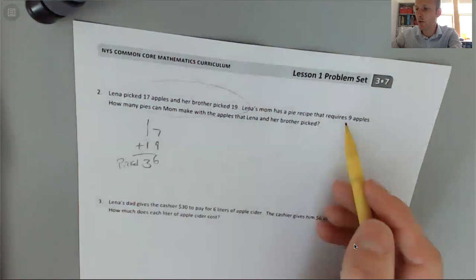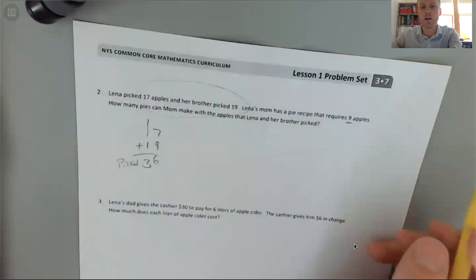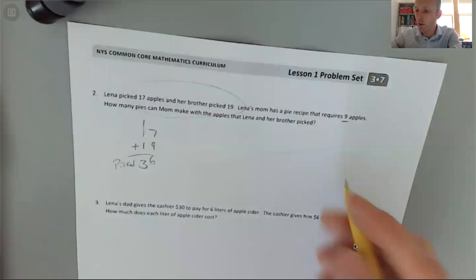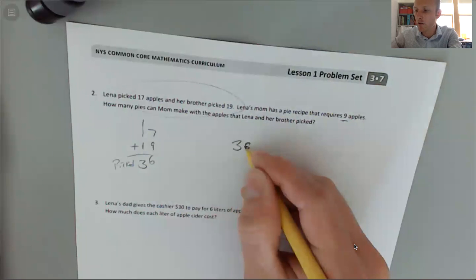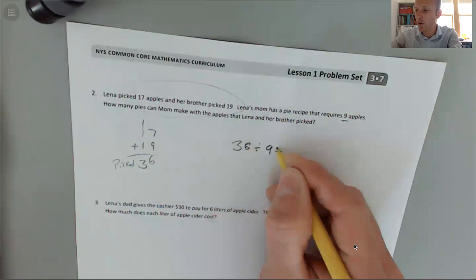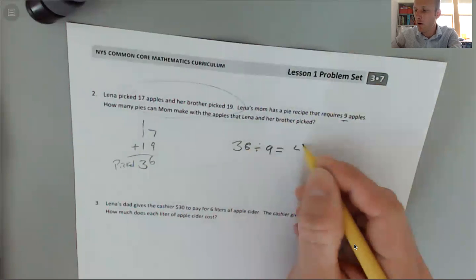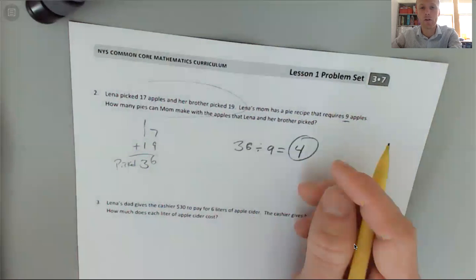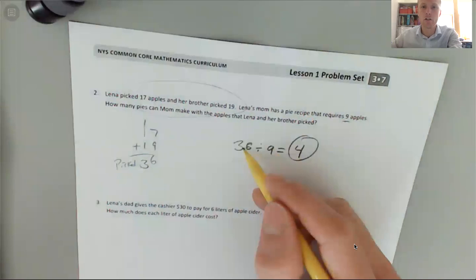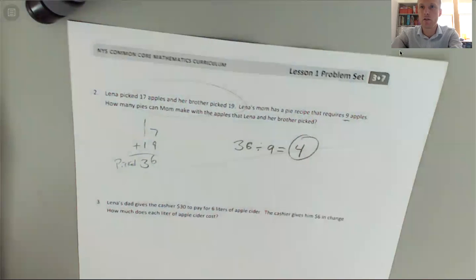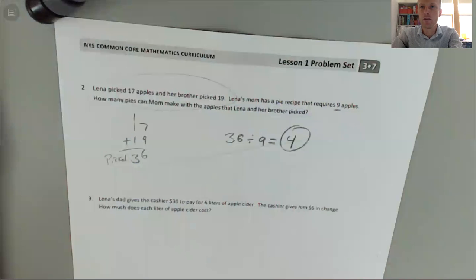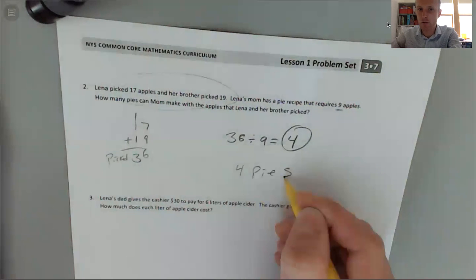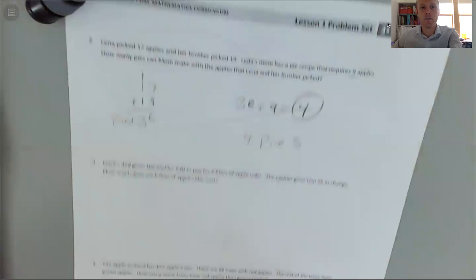Now we need to see how many pies can be made out of 36 apples if each pie takes 9 apples. So 36 divided by 9 equals 4. So that happens to work out evenly. They don't always work out evenly, but this one does. 36 divided by 9 equals 4. 4 pies. Sorry, my computer lagged a little bit there.